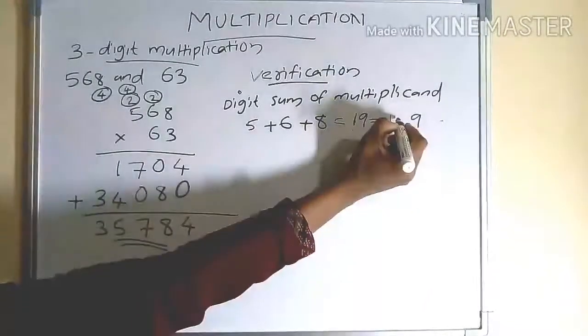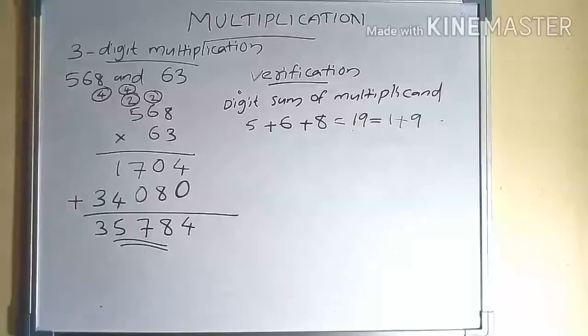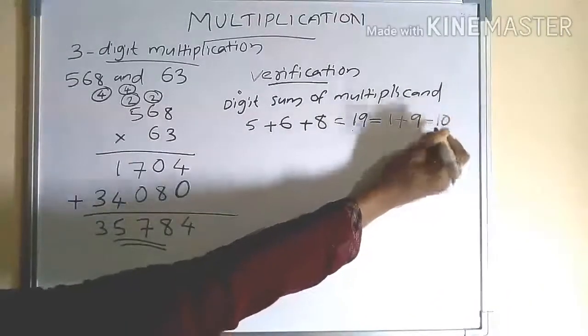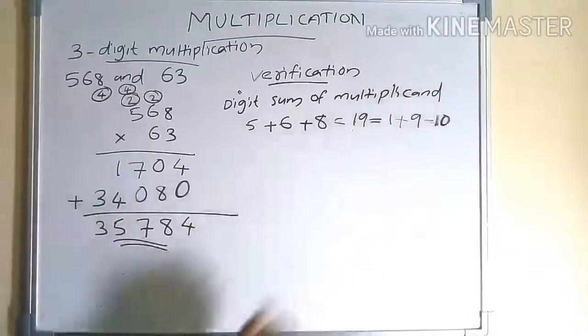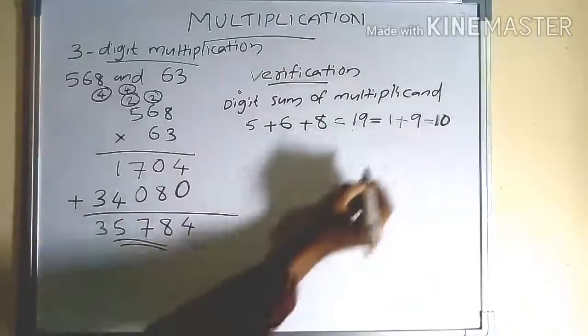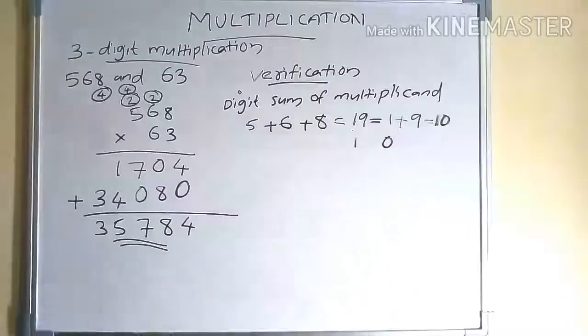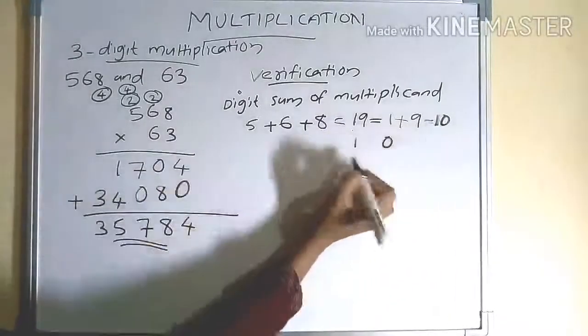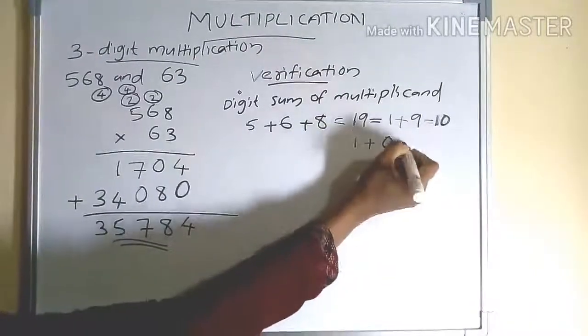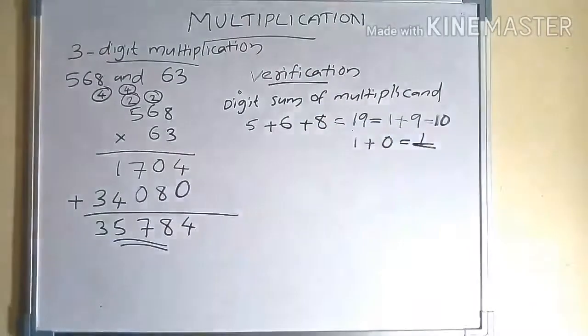Next add 1 plus 9. What is the answer? 10. Okay. 10 is also a 2-digit number. So split 10 into single digits, that is 1 and 0. Next we add 1 plus 0. So what is the answer? 1. Okay, for the verification we use only single digits.